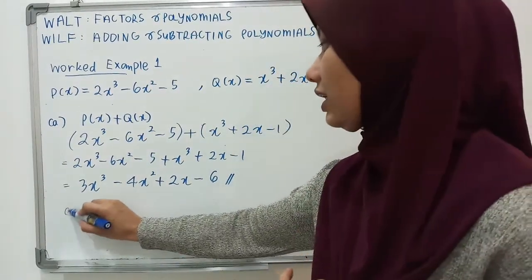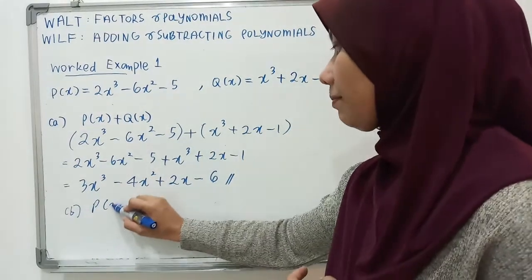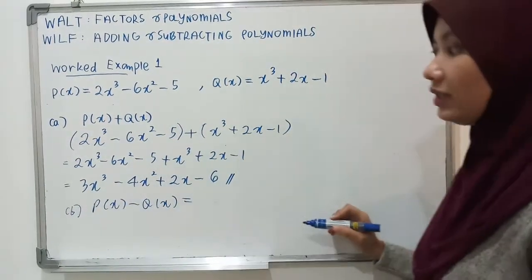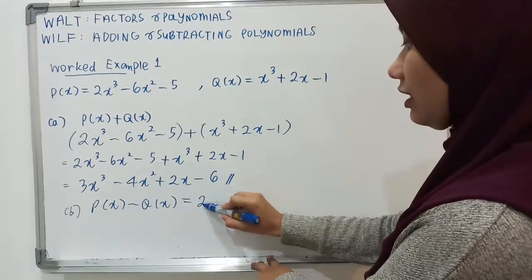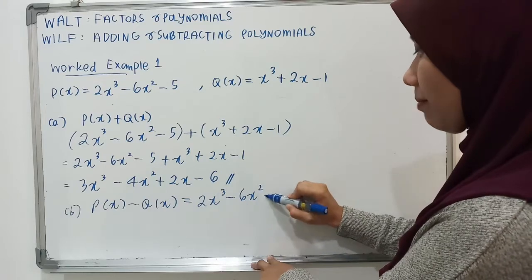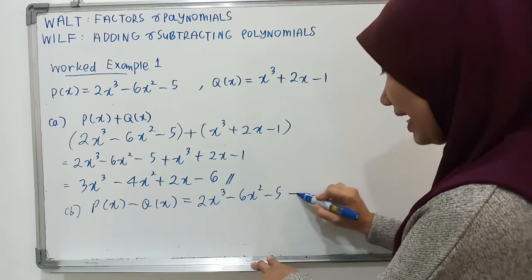Okay, so part B, that is just px minus qx. Okay, let's just do it here. I think we have enough space. Px minus qx. So that is just take everything there: 2x cubed minus 6x squared minus 5. Okay, minus.